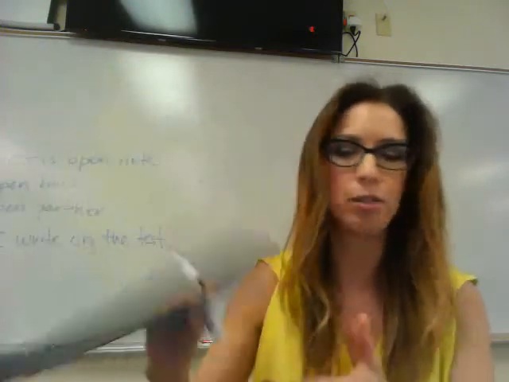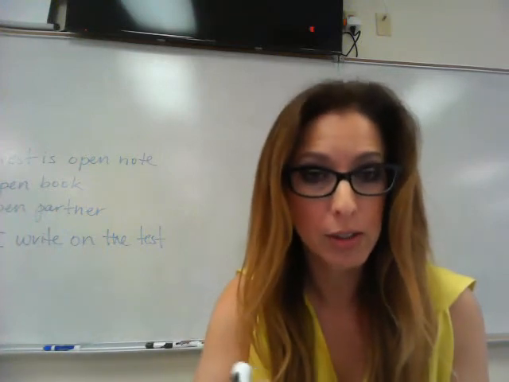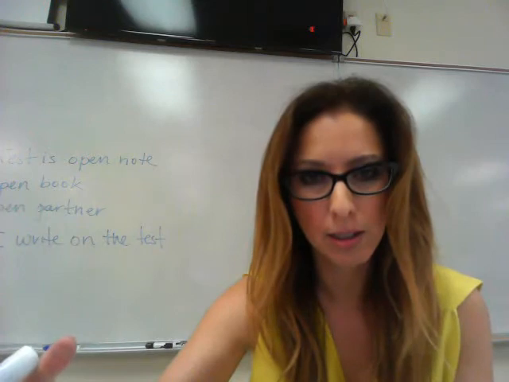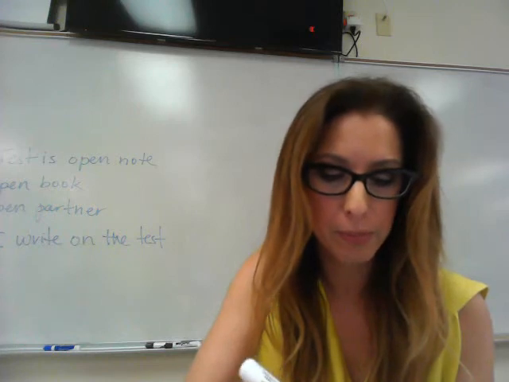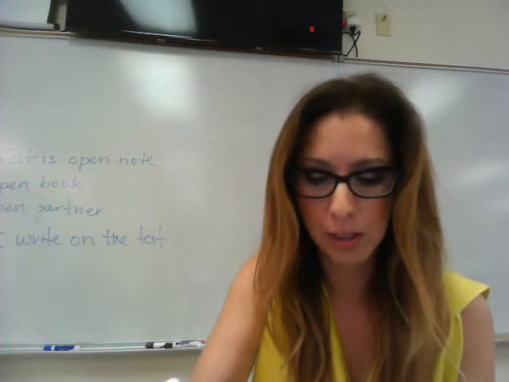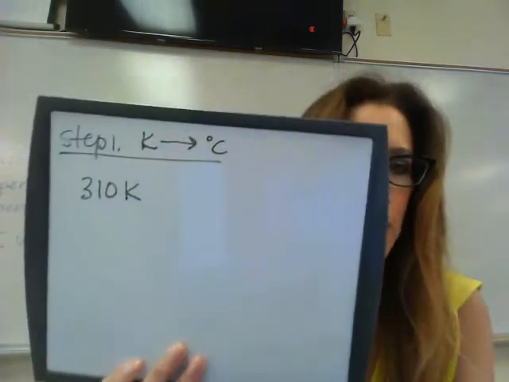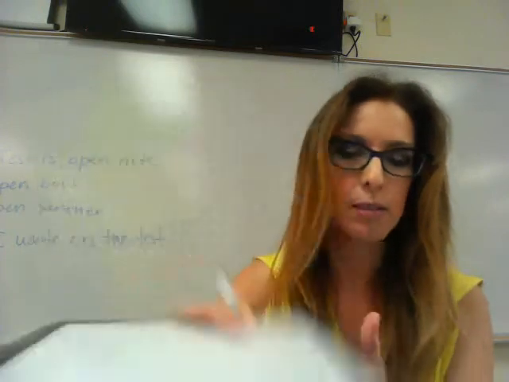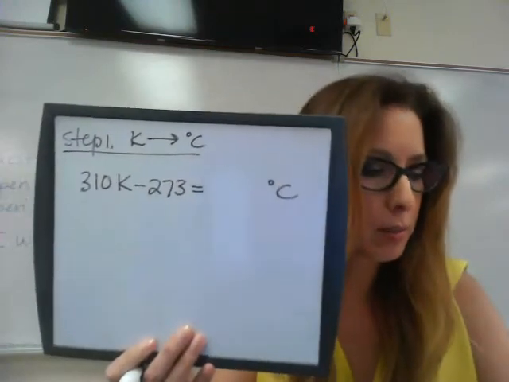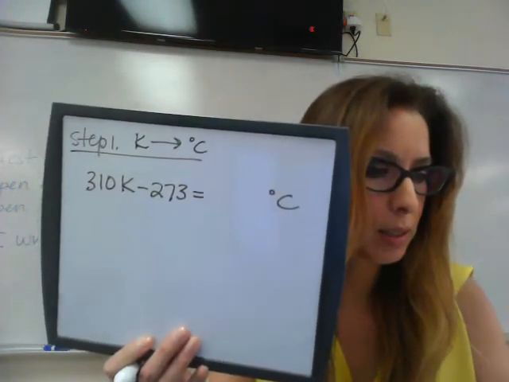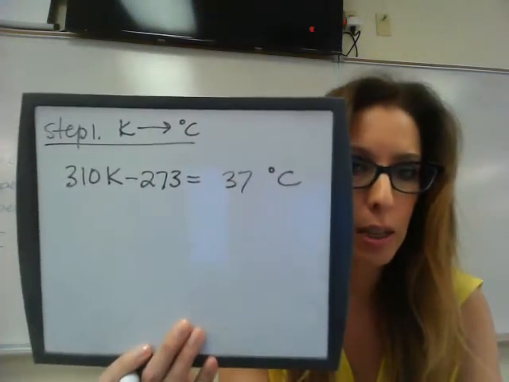Convert 310 Kelvin to Fahrenheit. Okay, so there is no direct conversion between Kelvin and Fahrenheit. The only thing you can do is go from Kelvin to degrees Celsius, and then degrees Celsius to degrees Fahrenheit. This is a two-step problem. So, step number 1. We're going to convert Kelvin to degrees Celsius. We're going to take 310 Kelvin and subtract 273, and that's going to give us degrees Celsius. It's 37 degrees Celsius.